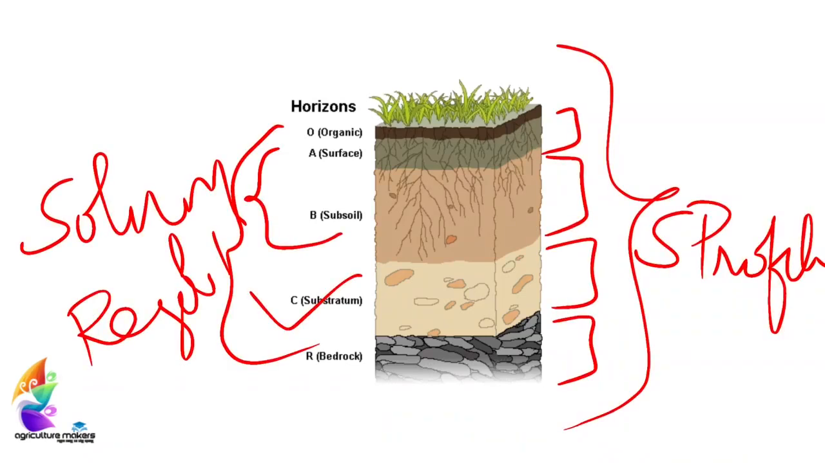And finally, it is the R horizon. It is the bedrock. It is where the starting of parent material occurs. And that's all about the horizons and the soil profile.